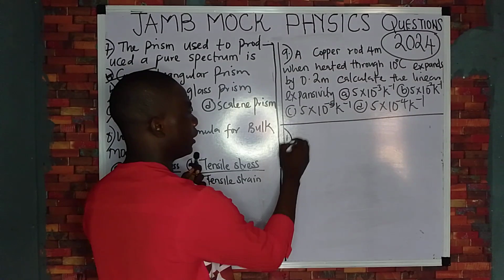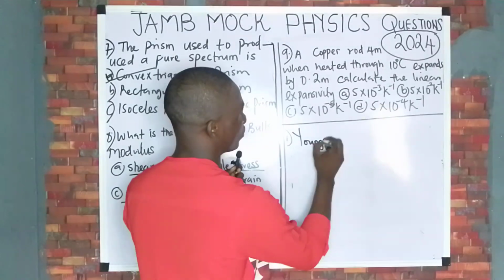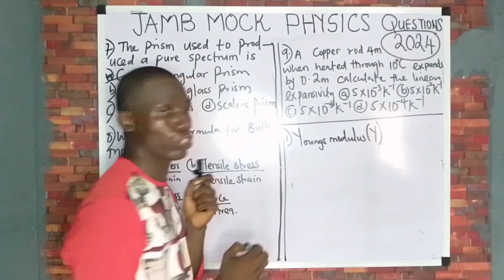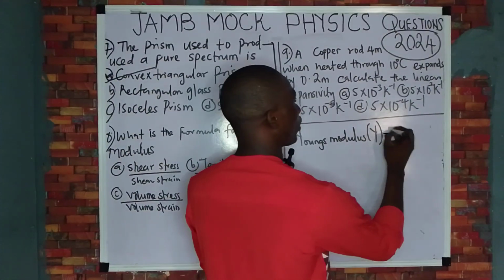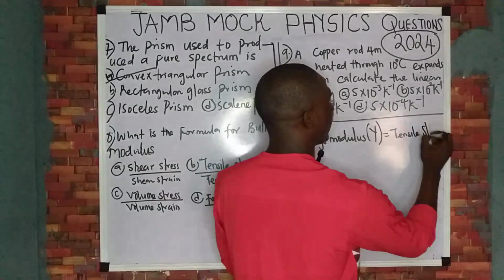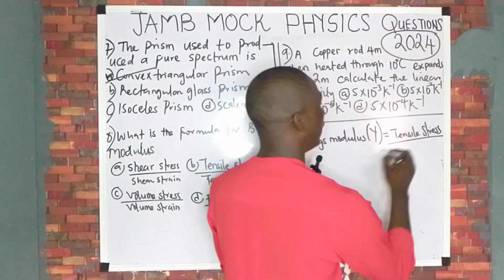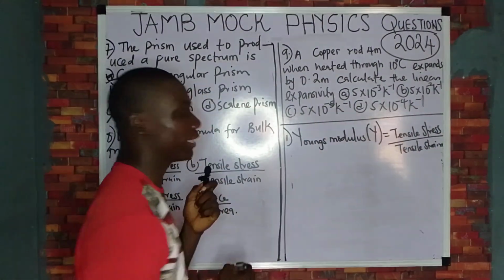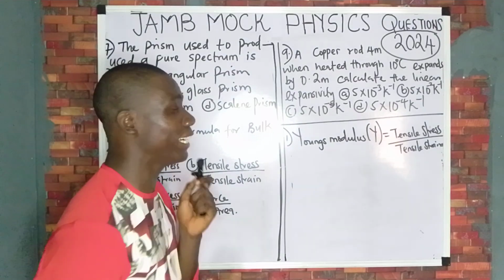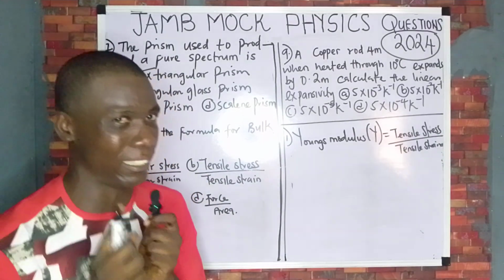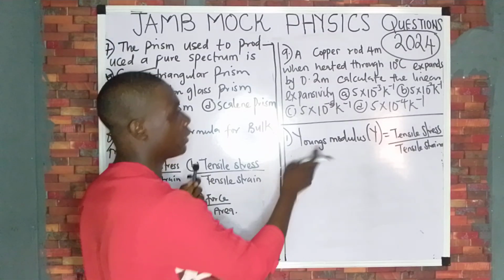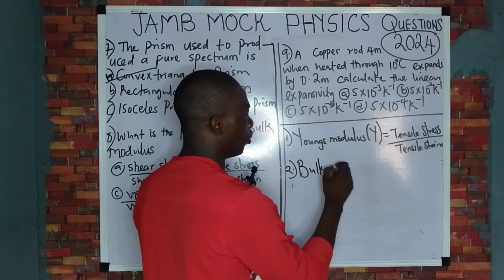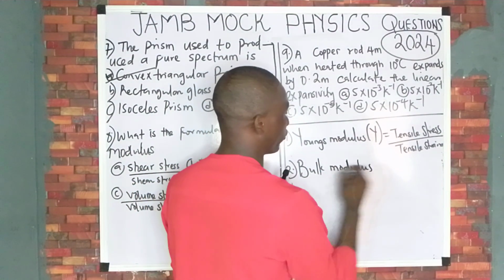The first one is called the Young's modulus. What is the formula for the Young's modulus? Very easy. It is equal to tensile stress, please take your jotting material, over tensile strain. That's Young's modulus, okay? Like I said, we have 3 moduli of elasticity. The first one is Young's modulus. The second one is called the bulk modulus, which is where the question is coming from right now.